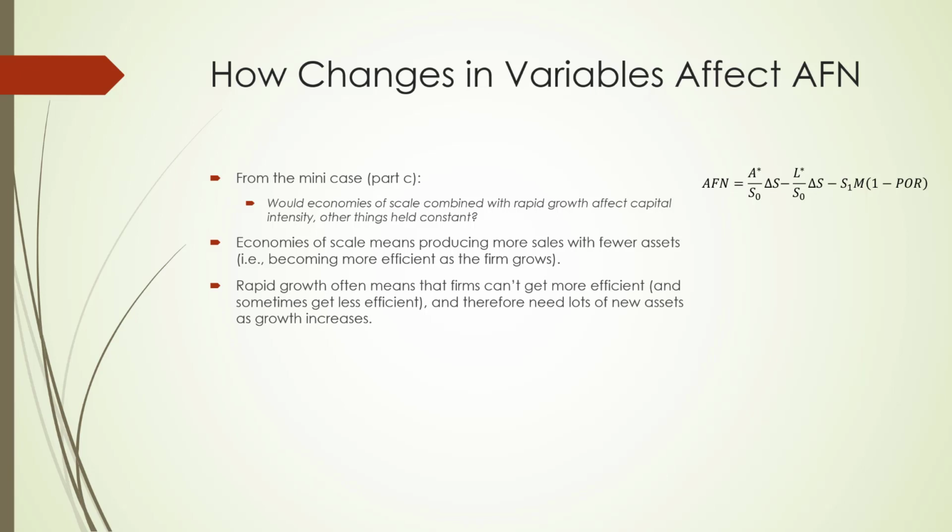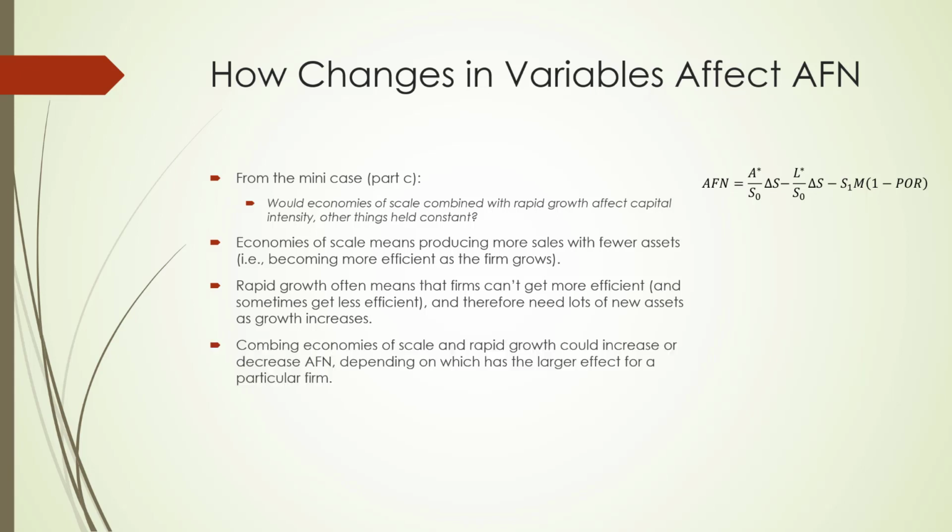But companies that are growing rapidly often cannot get more efficient, and in fact, they sometimes get less efficient, and therefore they're going to need a lot of new assets to support the new sales, and their AFN may rise. So when you combine these two things together, it's difficult to know which one is going to win out. Are they going to become more efficient, or is the rapid growth going to overwhelm any changes in efficiency and cause them to need new assets? It could go either way.